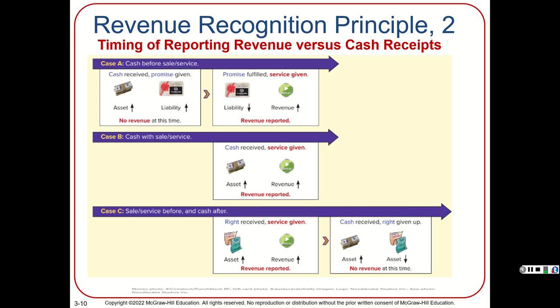So in this example, you have your sale and service before and cash after. So in this case, we have an asset and revenue to recognize. That asset is called accounts receivable because the services have already been provided. So you're going to recognize the revenue as well. Your asset's going to go up. Your account receivable is going to go up because it is an expected benefit that you are expecting to receive from your customer. And then your revenue is going to go up. And then when the cash is received, your cash is going to go up and your asset, the accounts receivable, is going to go back down.